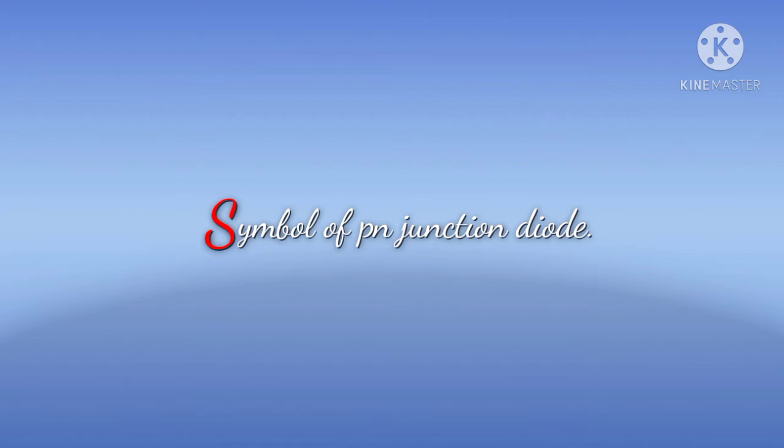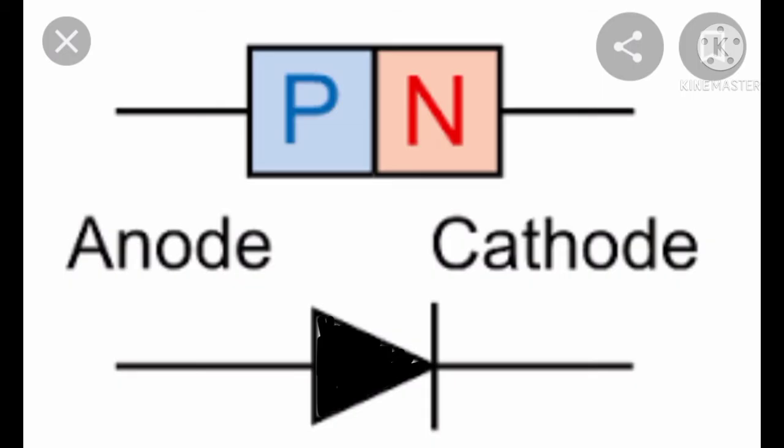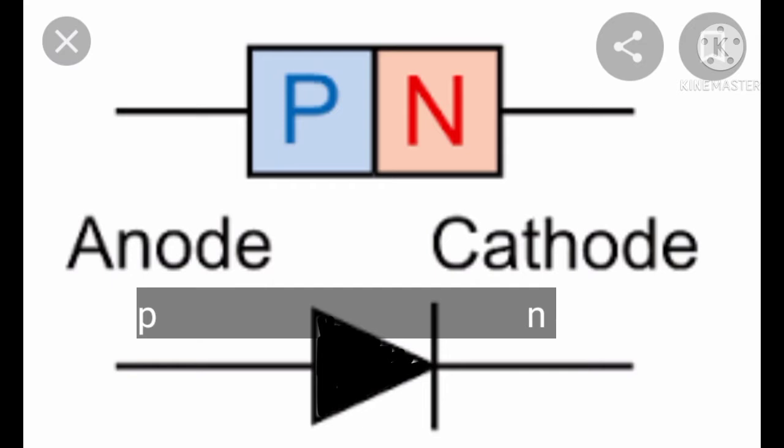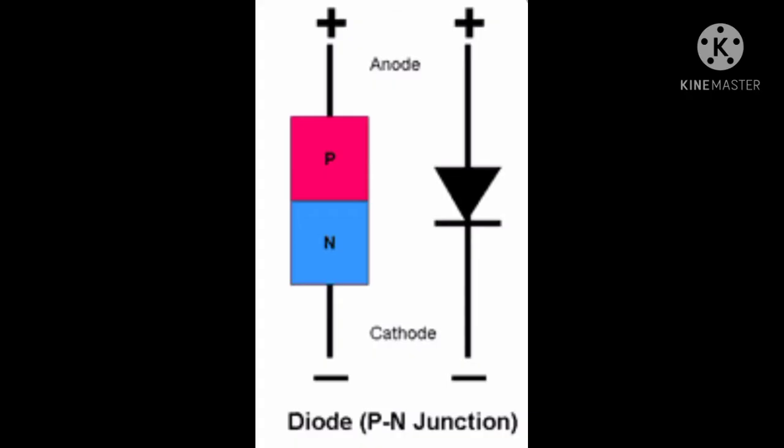Symbol of the PN junction diode. A PN junction, when provided with metallic connectors on each side, is called a junction diode or simply a diode. See one more picture which represents the symbol of the PN junction diode.